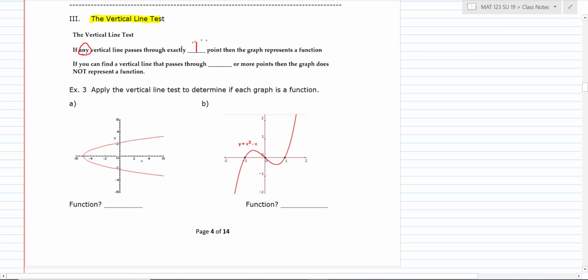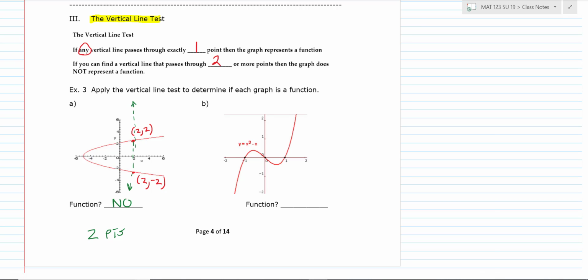Okay, so if you can find a vertical line that passes through two or more points, then the graph does not represent a function. And I want you to understand that instead of just memorizing the test. So basically, if you look at this problem right here, and I'm just going to estimate, it looks to me like that point right there might be the point (2, 2). This point right here looks like it might be the point (2, -2). I'm not sure. But here's the thing. If I was to take a vertical line and go straight through this function, that goes through 2 points. So since it goes through 2 points, that is not a function.